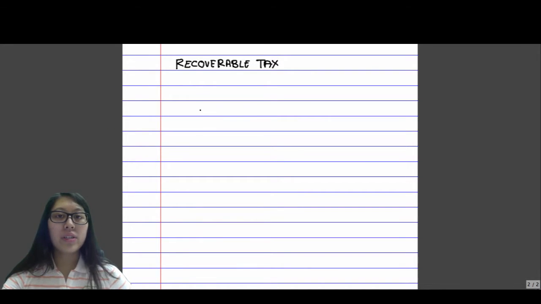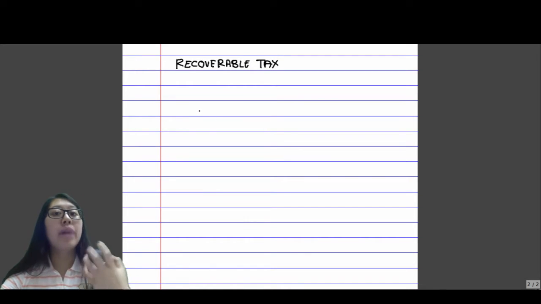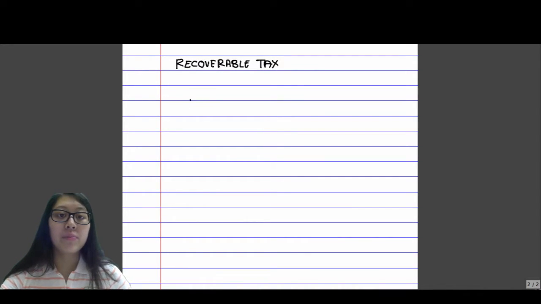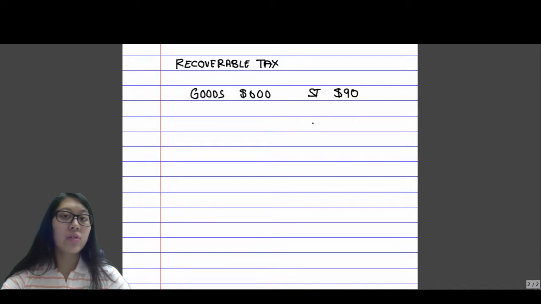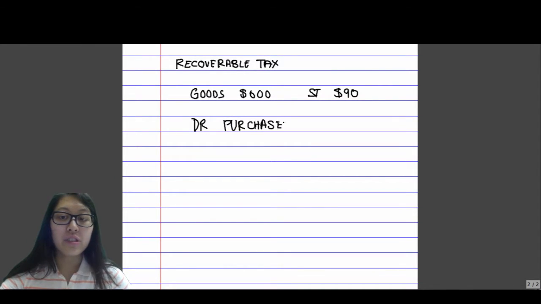So when a sales trader is registered and they are able to claim back the tax that is imposed on them, let's say in the same scenario where the goods cost $600 and there is a sales tax of $90. So basically in total, they're going to have to pay $690. And let's assume this is on credit. Okay, so again, we're going to open our double entries. Now, in here, we are going to debit the purchases account with only $600.